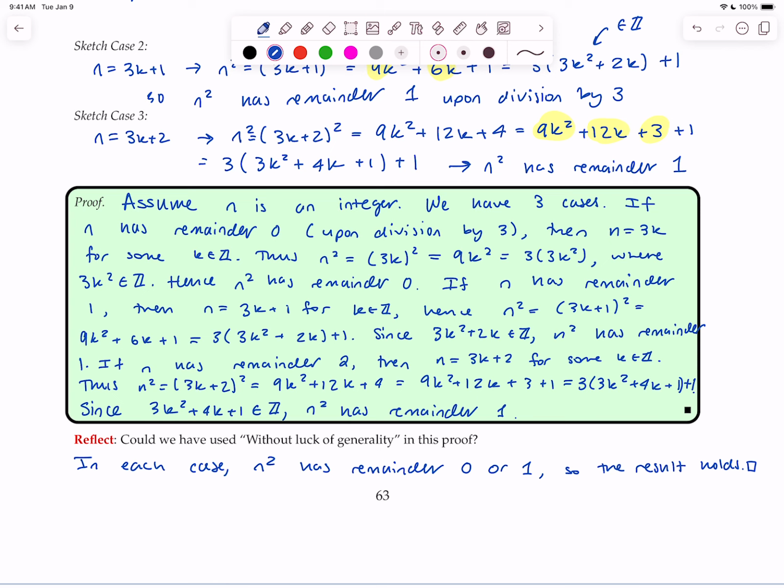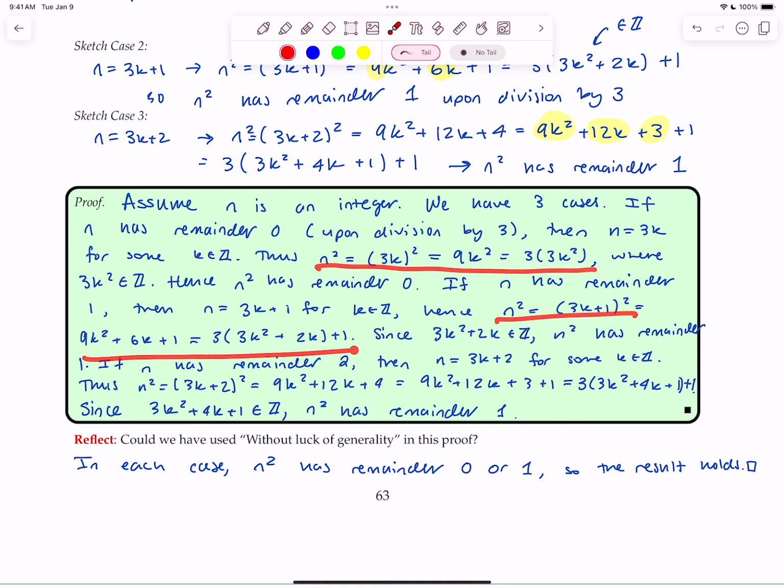Question: can we use without loss of generality? Did we have to do all three cases here? The answer, unfortunately, is yes. Because if we look at each of the cases, these equations that I've got here, all this stuff right here, they're all different. There's a whole bunch of ones, there's different numbers floating about. So we really do want to make sure that all the details work out in each case as we want it to. So we cannot use without loss of generality in this proof.